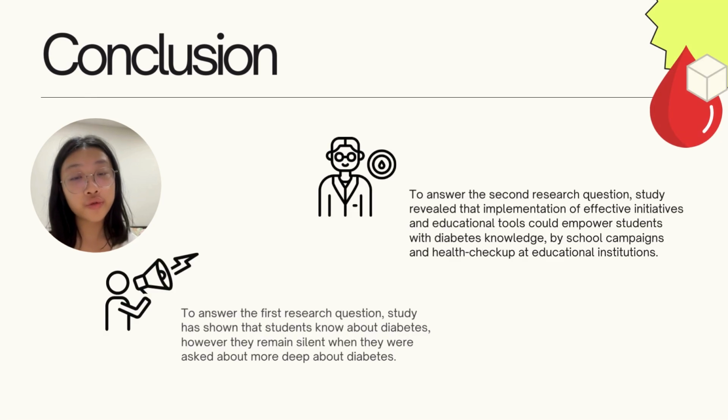And here goes the conclusion part. To answer the first research question, the study has shown that students know about diabetes, however they remain silent when asked about it in more depth. To answer the second research question, the study also revealed that implementation of effective initiatives and educational tools could empower students with diabetes knowledge through school campaigns and health checkups at educational institutions.